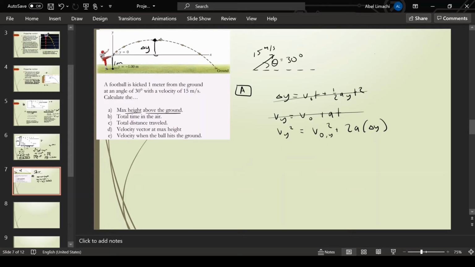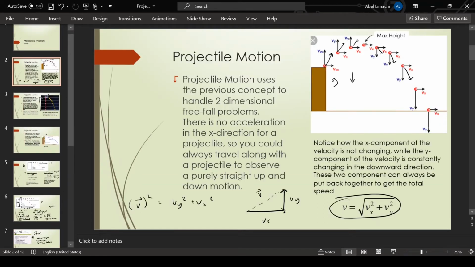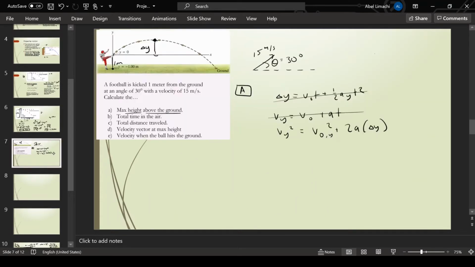At the maximum height, if we look back over here, we saw that it's only pointing in the x direction. There's only velocity in the x direction. There's nothing in the y direction. So the final y velocity at the top is going to be equal to 0. Here's the peak. At the top, there's only this v in the x direction, and nothing in the y direction. So we say that this is 0.